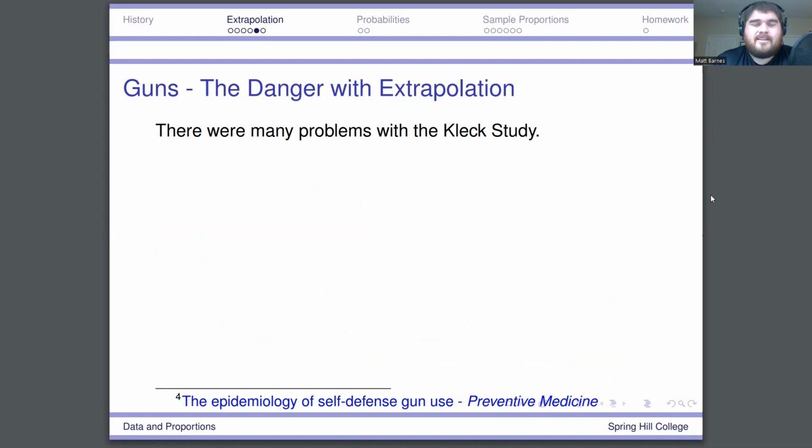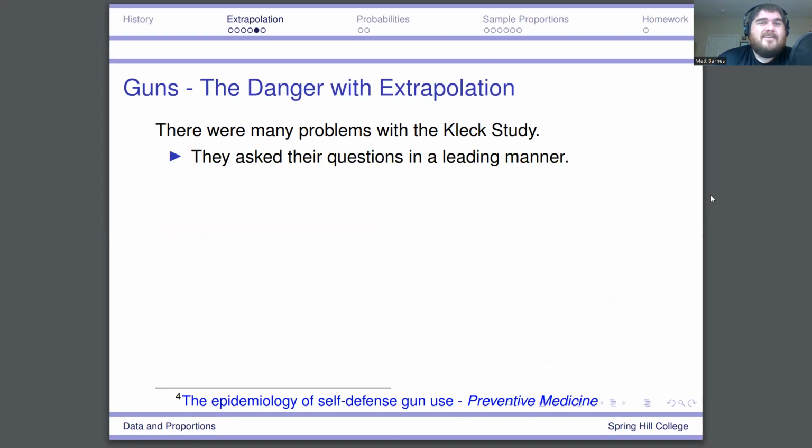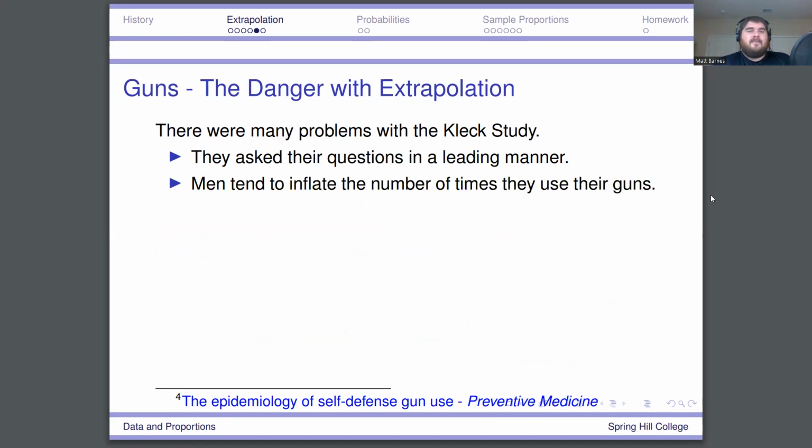So let's go back to the CLEC study. So if you had anything in your brain locked away for that one, time to bring it out now. There's a couple issues with how they approach this. One, their questions were asked in a leading manner, indicating that they were asking questions in a way that elicited that they wanted a certain answer to happen. The second is that men in general tend to inflate the number of times they use their gun. Some men can see it as a masculine thing, or they can see it as part of their identity, and so that is something that they will do sometimes.